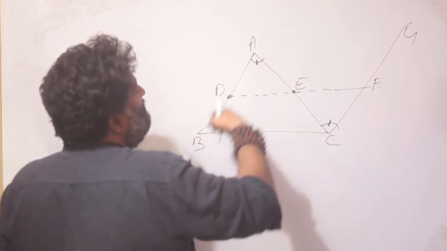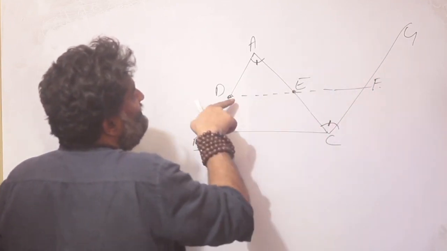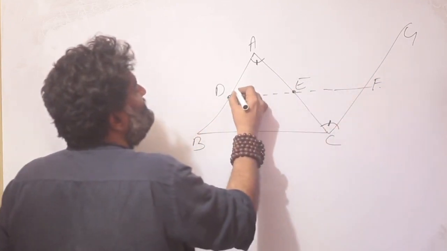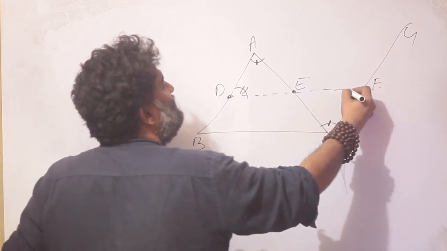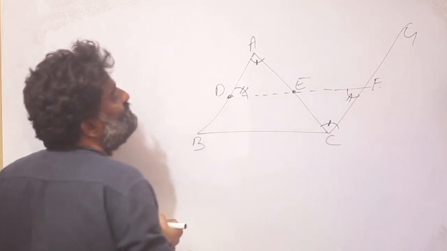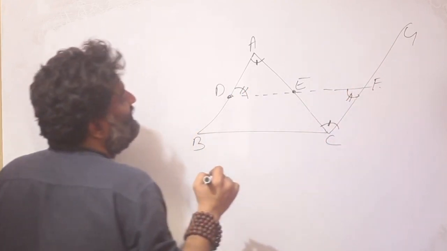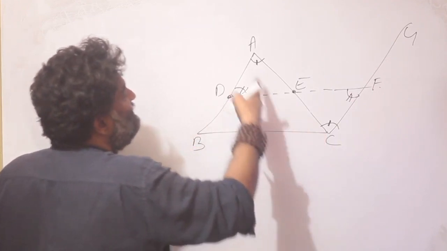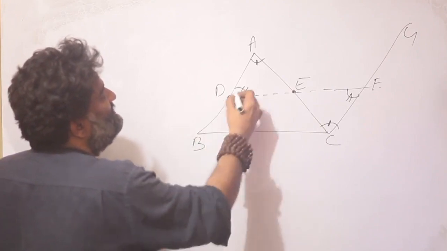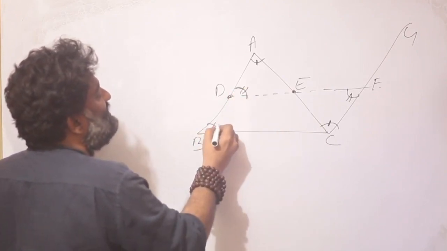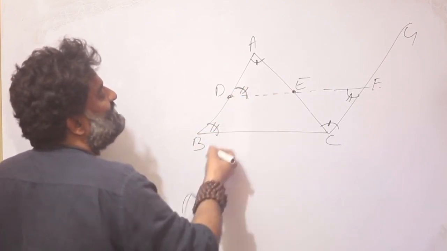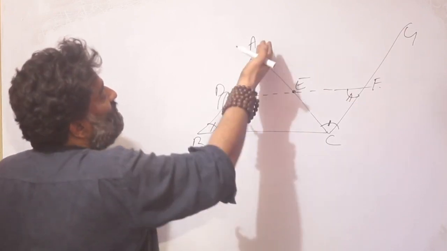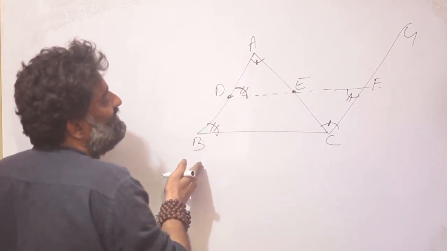And now if I think of BA and CG as parallel and DF as the transversal, whatever the angle here is going to be the angle at point F. Now if I notice DE and BC as the parallel and AB as the transversal, this angle is going to be equal to this angle. Why? Because corresponding angles are equal when a transversal cuts across a parallel line.